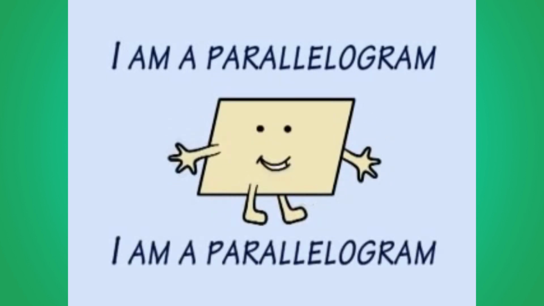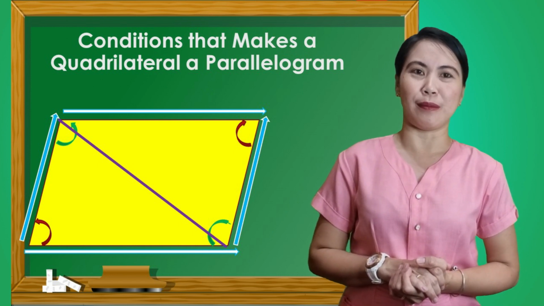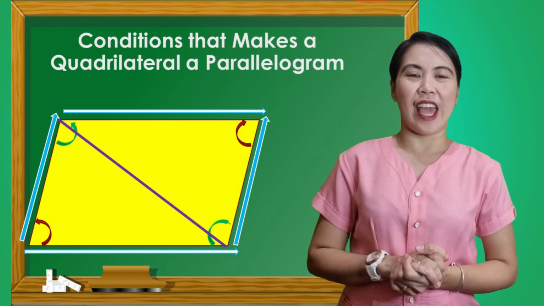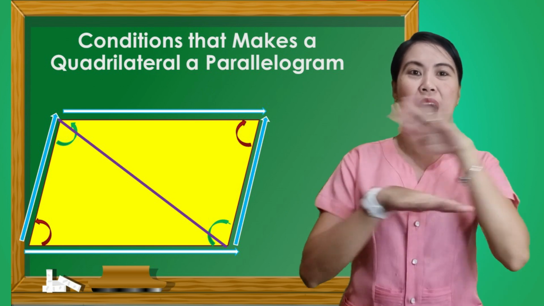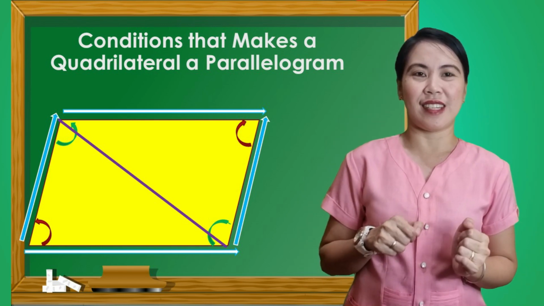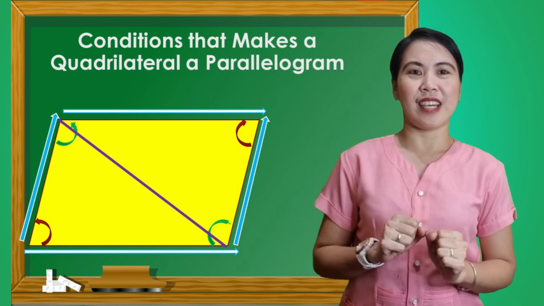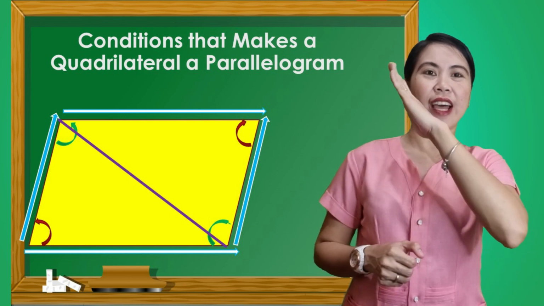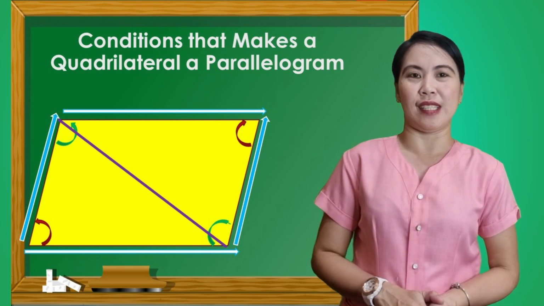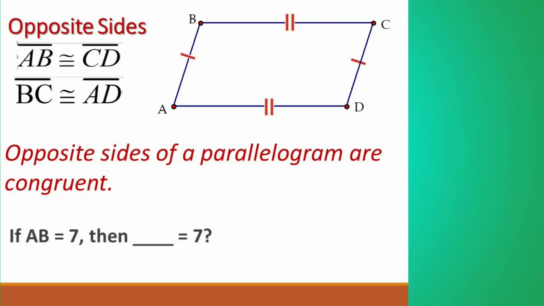Based on the song, what are the parts of a parallelogram? So we have the opposite sides, and the opposite sides are parallel. The other opposite sides are also parallel. Then we also have angles. Then another part is the diagonal. So all of those 3 parts will be discussed in our lesson: the sides, the angles, and the diagonals.